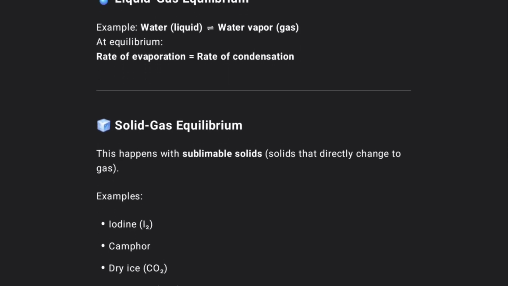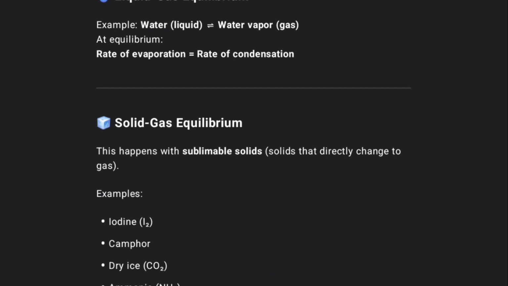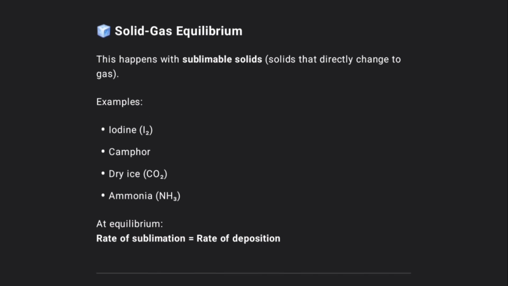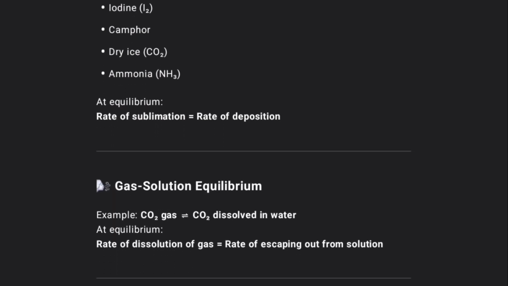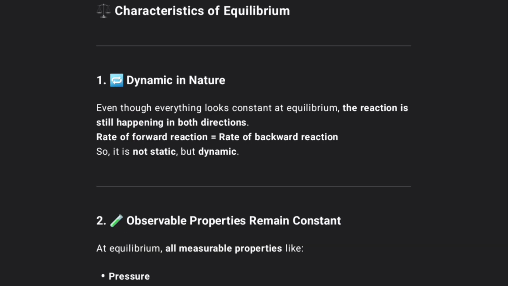Liquid-gas equilibrium. Example, water (liquid) and water vapor (gas). At equilibrium, the rate of evaporation equals the rate of condensation. Solid-gas equilibrium. This happens with sublimable solids, solids that directly change to gas. Examples, iodine I2, camphor, dry ice CO2, ammonia NH3. At equilibrium, the rate of sublimation equals the rate of deposition. Gas-solution equilibrium. Example, CO2 gas and CO2 dissolved in water. At equilibrium, the rate of dissolution of gas equals the rate of escaping out from solution.